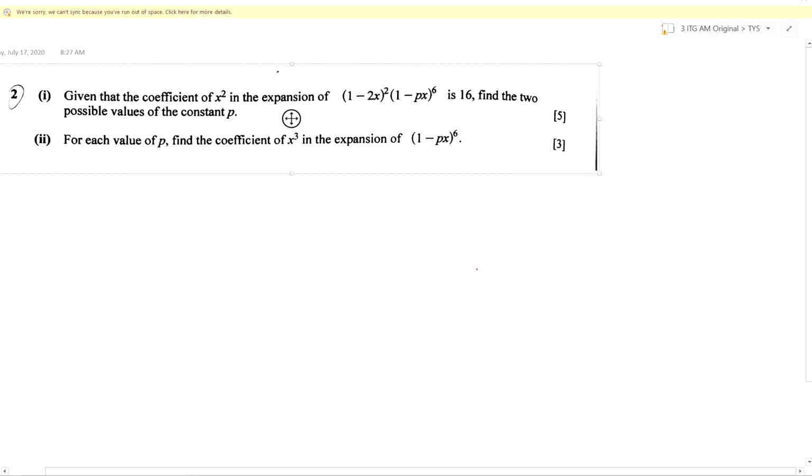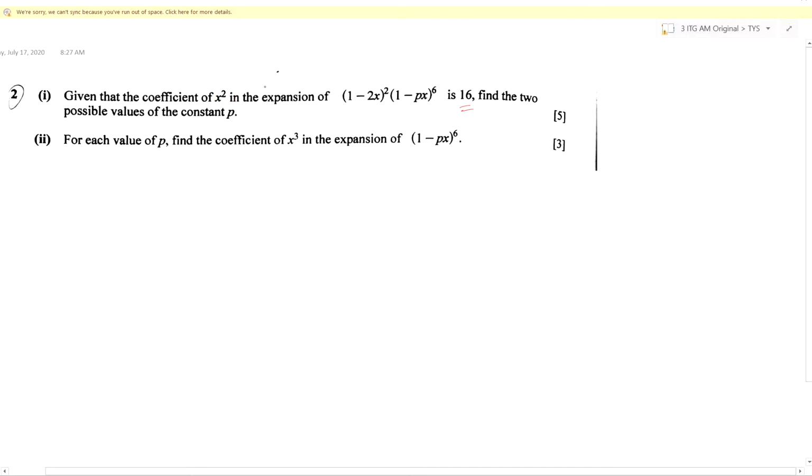In this video, we will go through some questions from AMATS 2016, paper 2. So the first question we are going through will be question 2. They state that for this expansion, over here we've got a quadratic and another one with power 6. The coefficient of x squared is 16. So find the two possible values for the constant p.